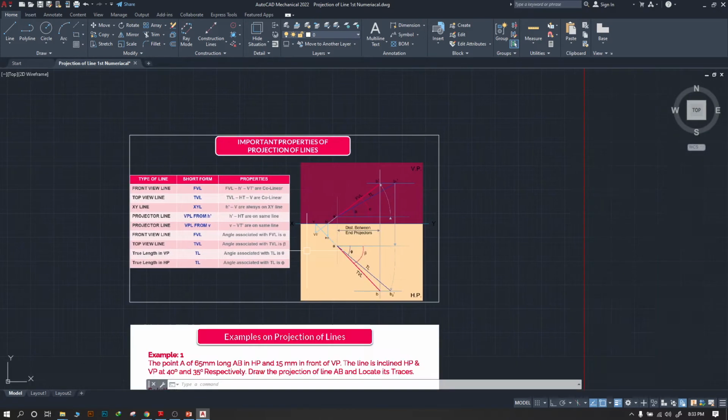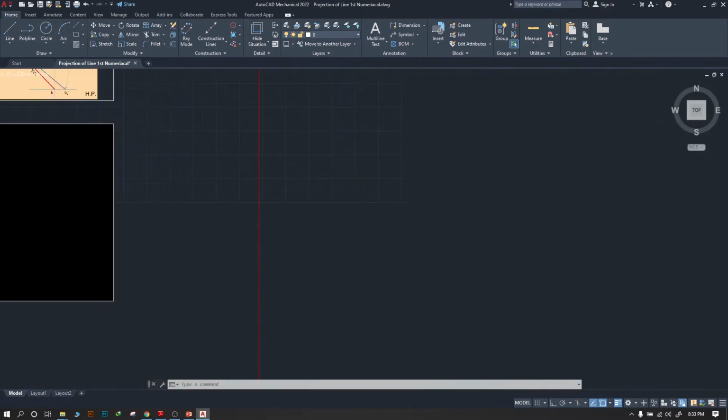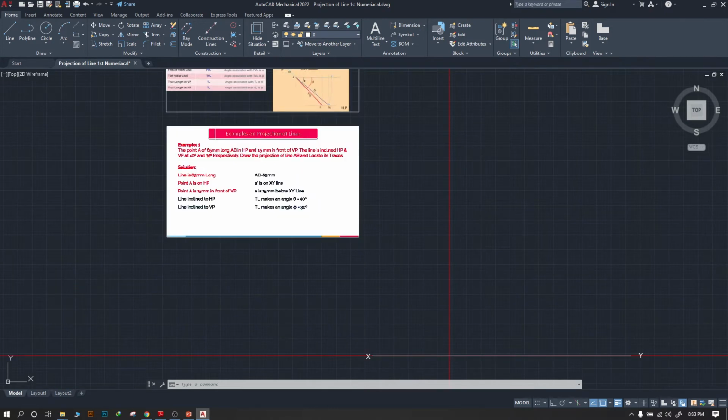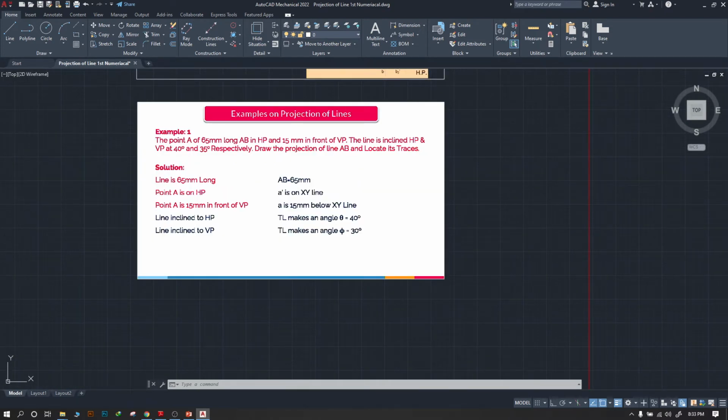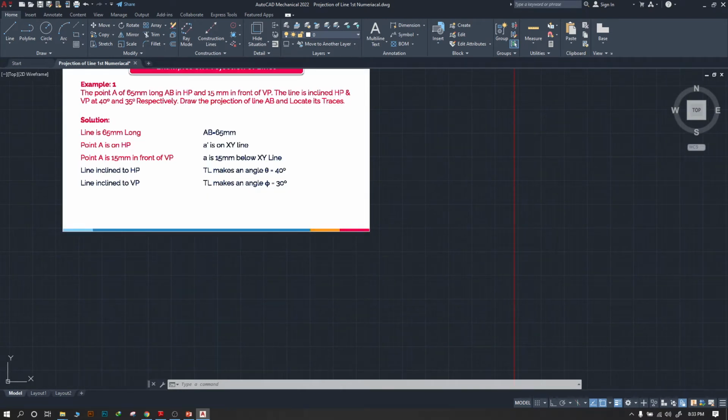So these are the important properties of the line, and if you know this very well, then it is very easy to solve any numerical. So we will start with the numerical. As we already have the steps, that is the summary of the numerical, with us, we directly start solving the numerical.